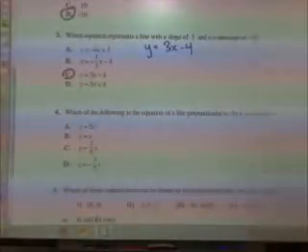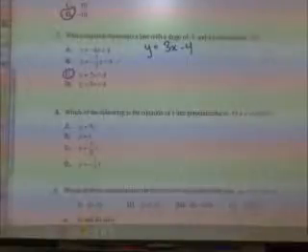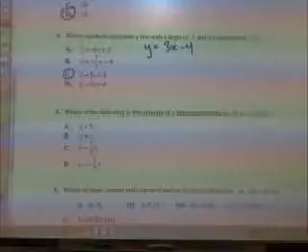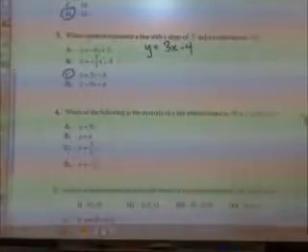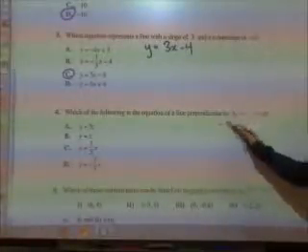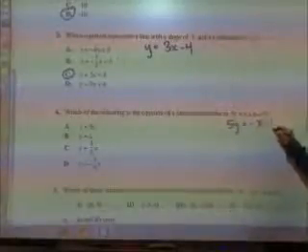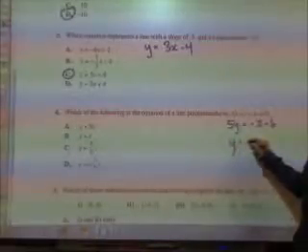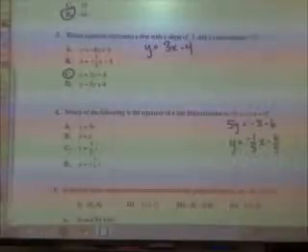Which of the following is the equation of a line perpendicular to 5y plus x plus 6 equals 0? In order for me to determine perpendicular, what do I need to know? Slope. So I have to take this equation and isolate the y. If I move the x and the 6 over, they both become negative. I divide by 5 and I get negative 1 over 5x minus 6 over 5.